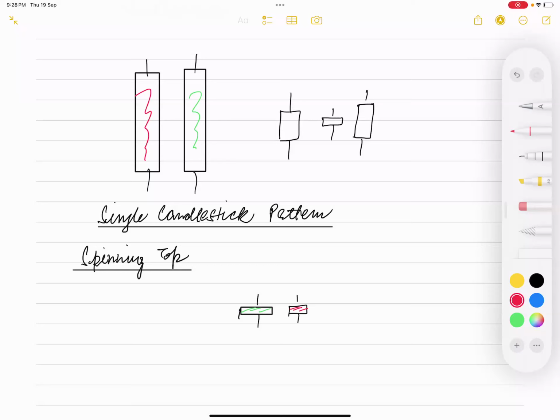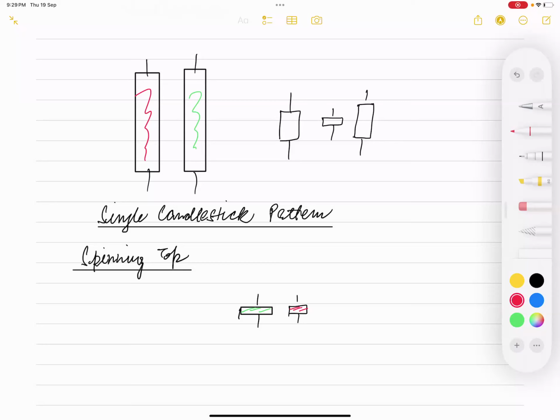Is it called the hammer candle also? Hammer we'll be covering. They are basically trend reversal patterns. The body of the candle is small only, but if it's a hammer or a hanging man, then there will be a trend reversal in the market.